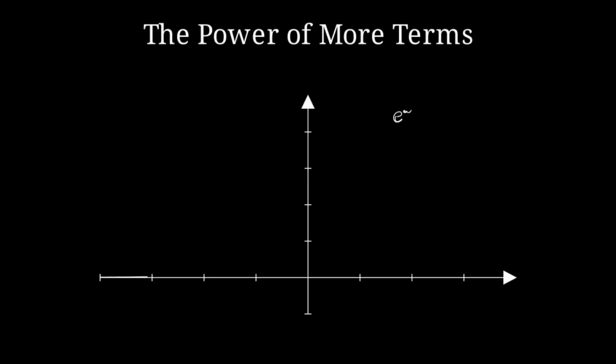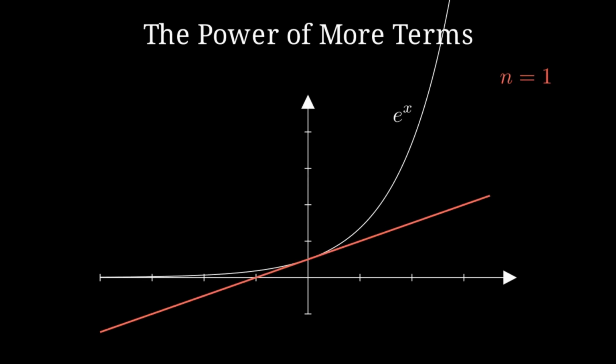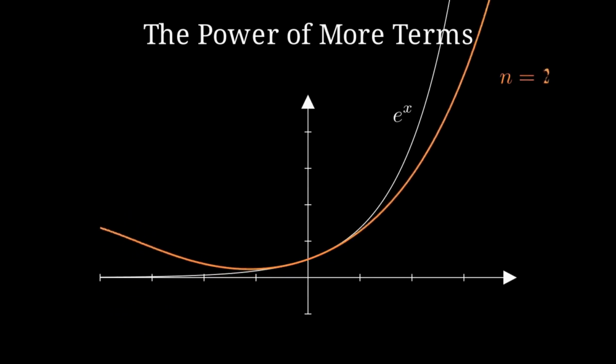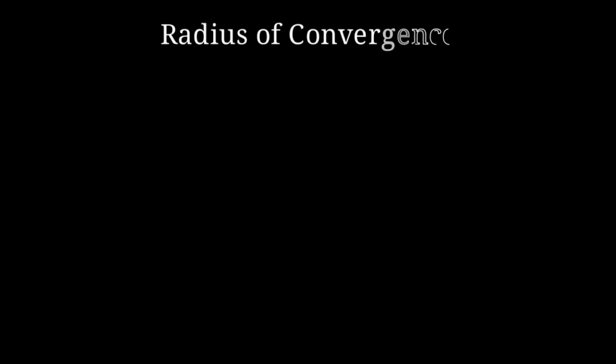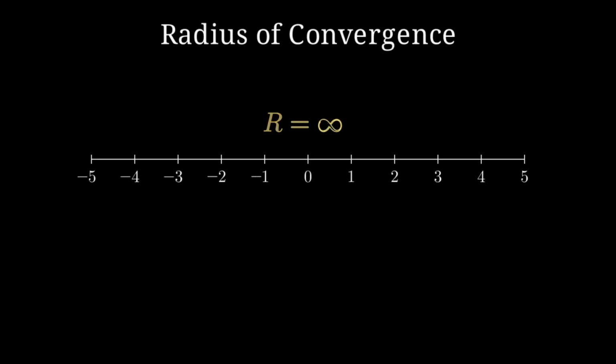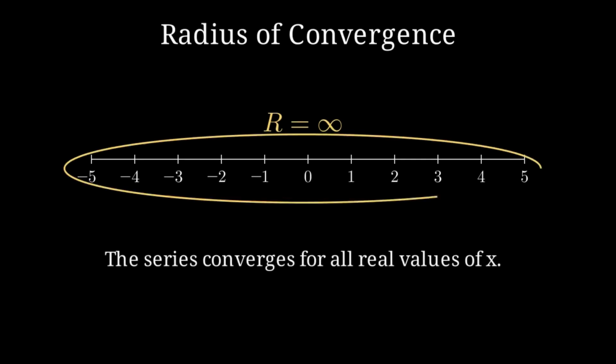Watch as we increase the number of terms. As n approaches infinity, the polynomial wraps itself around the exponential curve across the entire number line. For e to the x, the radius of convergence is infinite, meaning it can represent the function perfectly everywhere if we use enough terms. Unlike some functions like the natural log, which only work within a specific range, the Taylor series for e to the x is valid for any value of x.